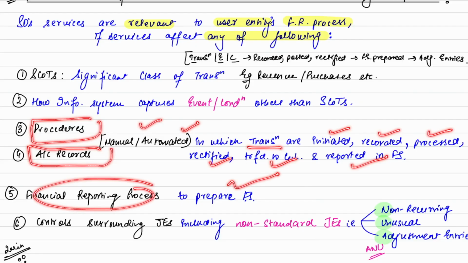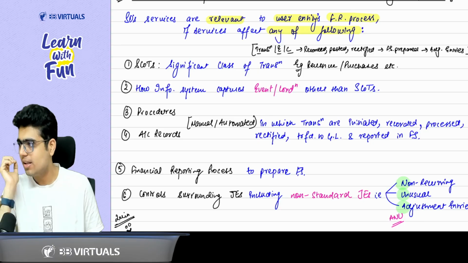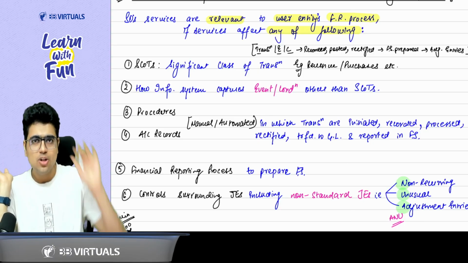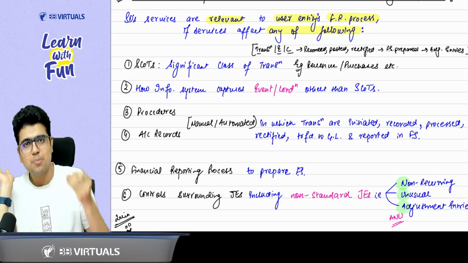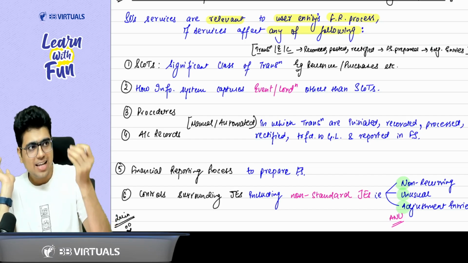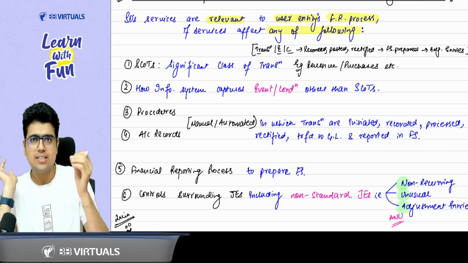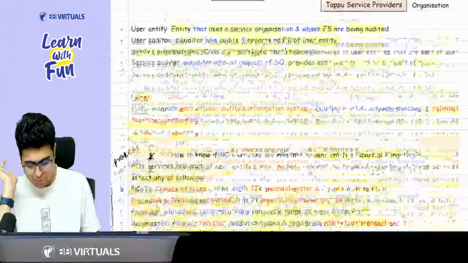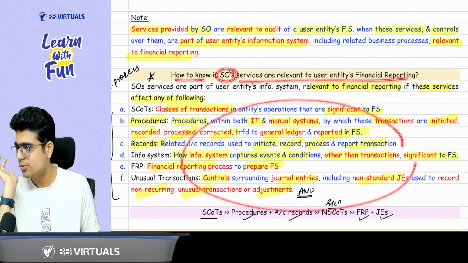And after the financial statements are prepared, we pass the adjustment entries. That means controls surrounding the journal entries, including non-standard journal entries, UNU. UNU means adjustment entries, non-recurring entries, unusual entries. Like you used to prepare the financial statements in Inter also, at the end we always talk about the adjustment entries. Examples of adjustment entries: creating a provision for doubtful debt, calculating the closing stock at the lower of cost or NRV. So these are certain adjustment entries that you need to pass. So this is the same topic that is given in your notes: how to know if the service organization's services are relevant to financial reporting. These points you need to cover.